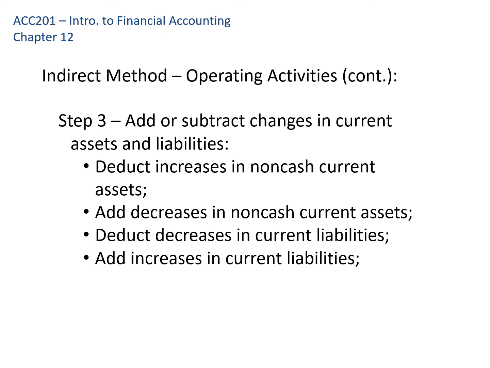So the effect on liabilities is the opposite of that. So if I have a decrease in liability, I deduct that from my net income in arriving at cash flow, because not only did I pay this year's bills, but I paid some of last year's liabilities as well. And then the inverse of that, I add an increase in current liabilities.